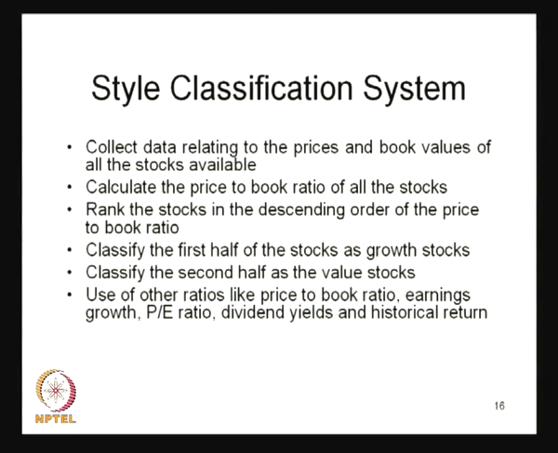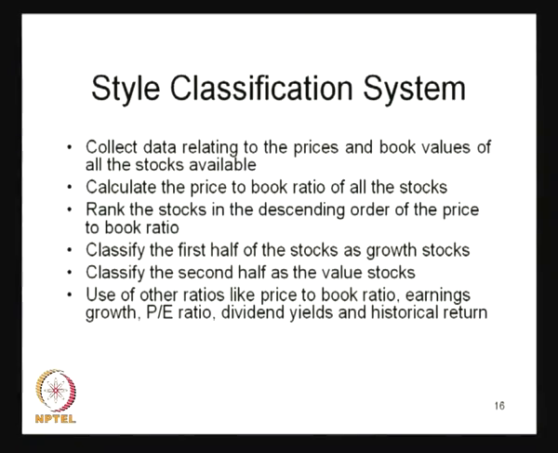The system basically collects the data relating to the prices and book values of all stocks available to you, then calculates the price to book ratio of all the stocks, then ranks the stocks in descending order of the price to book ratio, classifies the first half of the stocks as growth stocks and the second half as value stocks. This is generally the easiest way to classify between value and growth, because we already know that a low price to book or low market to book ratio indicates value stocks, and a high market to book ratio is considered growth stocks.